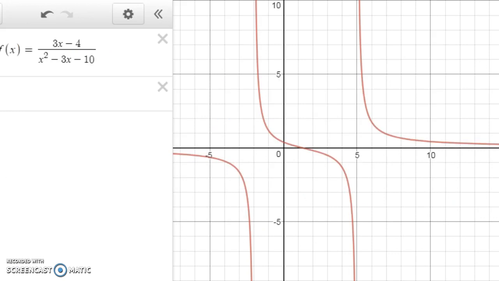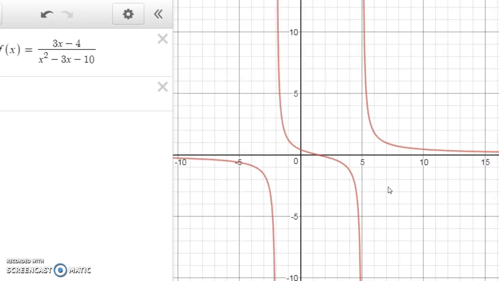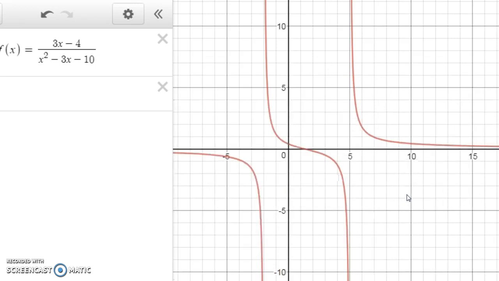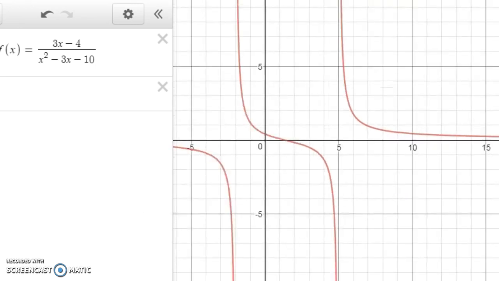And in case you're wondering, here's what the actual function looks like. Here's 3x minus 4 over x squared minus 3x minus 10. Notice that our domain excluded the number negative 2, and at negative 2 here we have a vertical asymptote. Okay, and same thing at 5. Our domain excluded 5, and so we have a vertical asymptote there. We can kind of zoom in and get a little bit better picture of the graph. Okay, and that's what the rational function looks like. We'll talk about vertical and horizontal asymptotes in a later video.